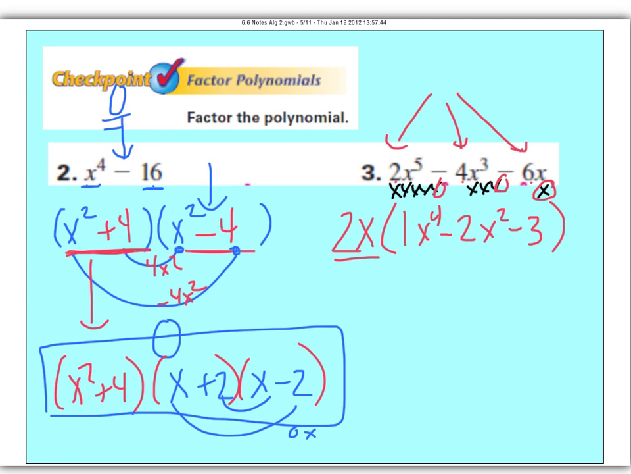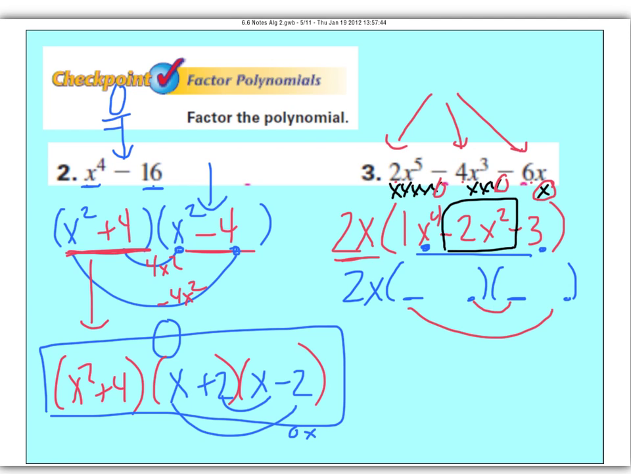Now I'm going to keep the 2x here, but I'm going to think about how I can break down this x to the 4th. This can go into 2 groups. And again, I'm going to keep the 2x there. All you have to do is the x to the 4th has to be equally broken up between these first 2. And again, the multiples of negative 3 will go here and here, such that when you multiply these 2 and these 2, it will add to negative 2x squared.